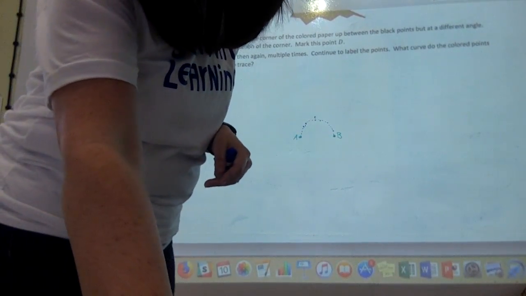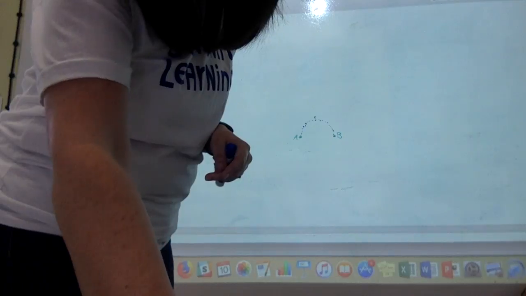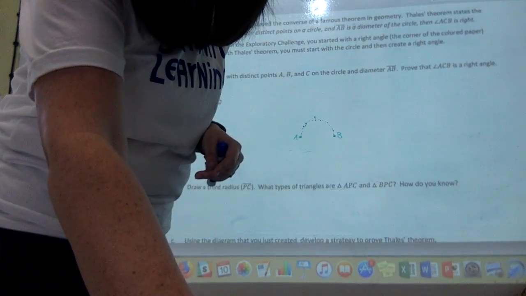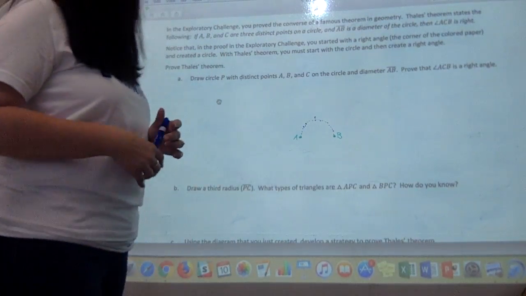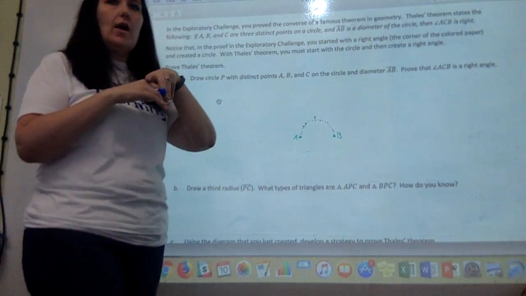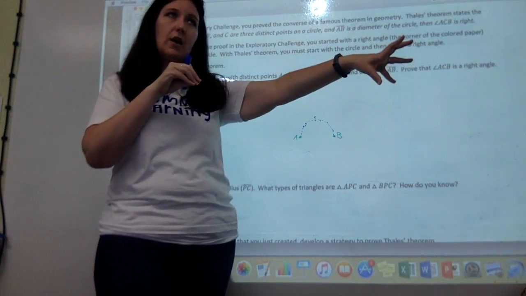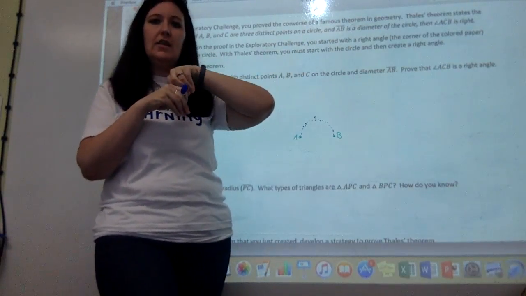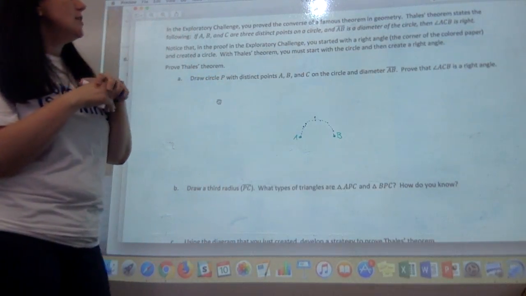So if we turn to the next page. It says, in the exploratory challenge, you proved the converse. So the converse is like backwards. So if this, then that. The converse would be, if this part, then this is true. Does that make sense? So if this, then that. The converse is if that, then this. Good. Okay.